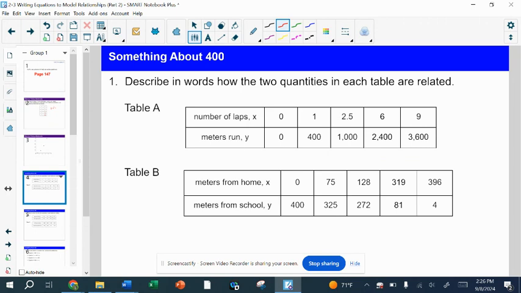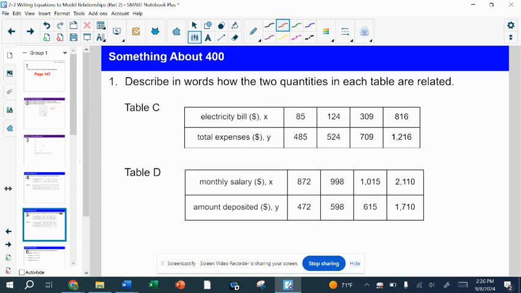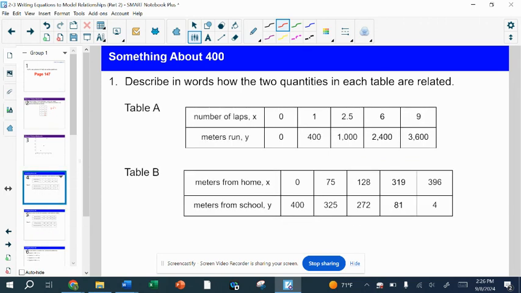All right. Still on page 147, we've got two graphs on this page, and we've got two graphs up at the top of the next page. And this says something about 400 because all four of these tables have something to do with the number 400. So for table A, anyone that's in track is probably going to have a little bit of an advantage on this. It says the number of laps would be the x value, and then the number of meters that were run, that would be the y value.